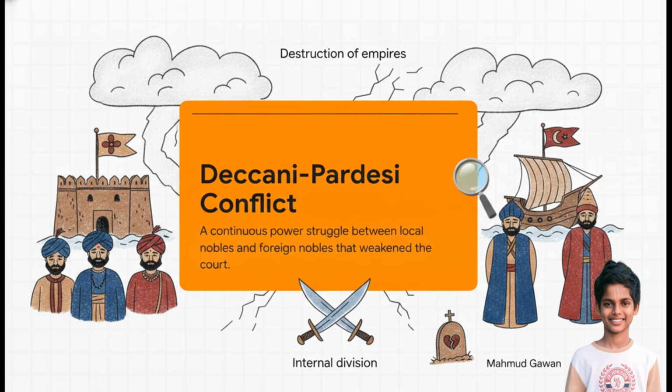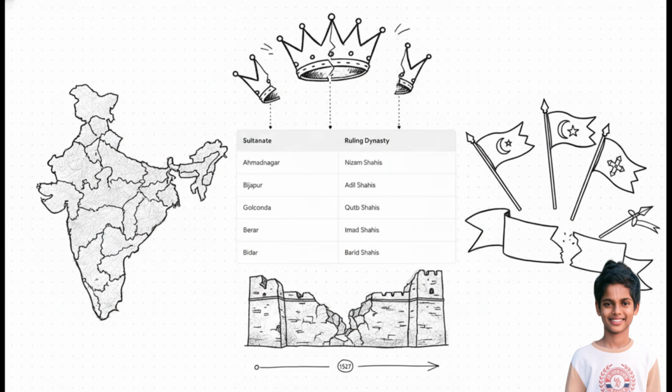Remember our brilliant Prime Minister Mahmud Gawan? Well, he was a Pardesi, and despite everything he did for the kingdom, he couldn't stop the hate. The Deccani nobles hatched this totally vicious conspiracy against him, and, tragically, got him executed in 1481. So, with great leaders like Gawan out of the picture, the later kings were just too weak. And what did we say happens when the boss is weak? The governors break away. By 1527, the whole mighty Bahmani kingdom shattered into 5 independent sultanates.